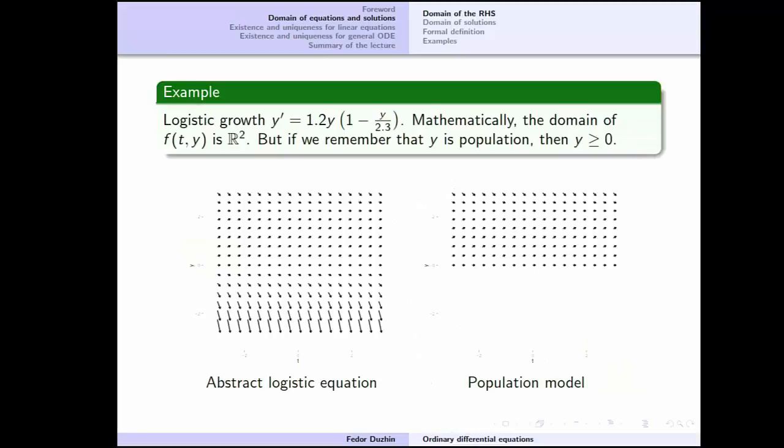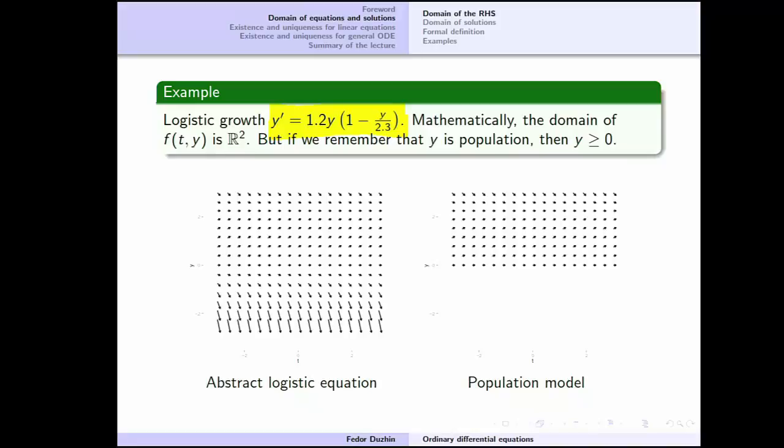Well, and one more little example is the logistic equation. If you think of this as an abstract equation, if you just don't know that it is a logistic equation, if you just look at this as an ODE, if I don't tell you that it is supposed to be a population model, then when you look at it, formally speaking, the right-hand side makes sense for any combination of t and y, which means that its domain is the whole plane R2.